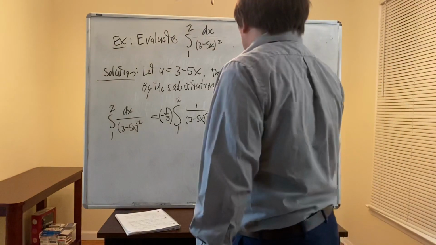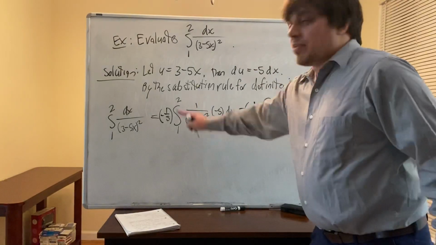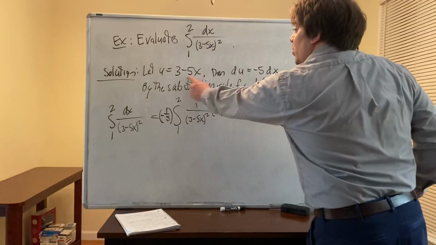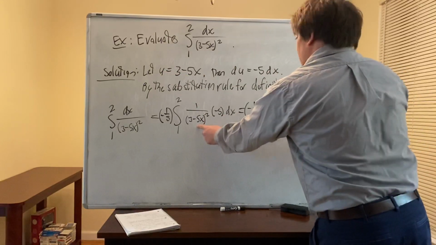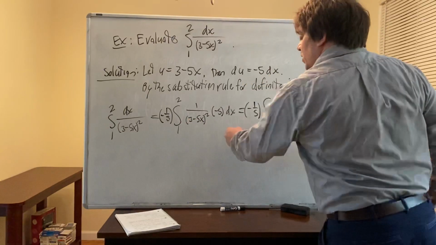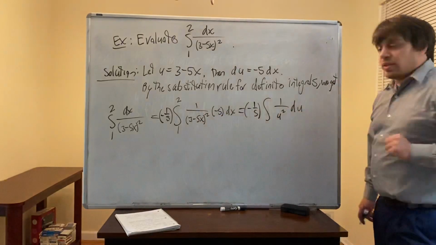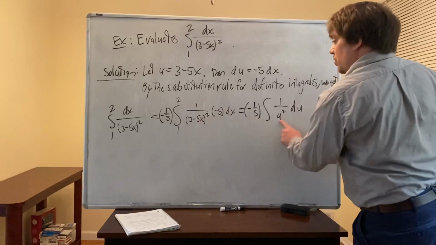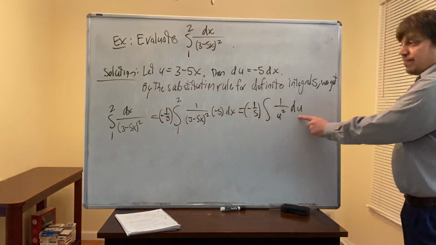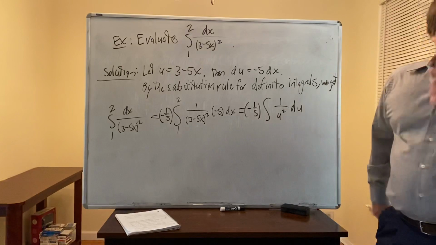Okay, now I'm going to substitute by u. This is negative 1/5 times the integral, and I'm going to come back to these limits later. 1 over 3 minus 5x squared is 1 over 3 minus 5x, which is u, squared. Negative 5 dx is du. And so here, 1 over 3 minus 5x squared times negative 5 dx becomes 1 over u squared du. Make sense? Now I've substituted all of this in terms of u instead of x.